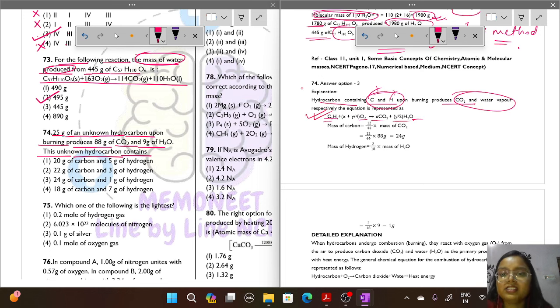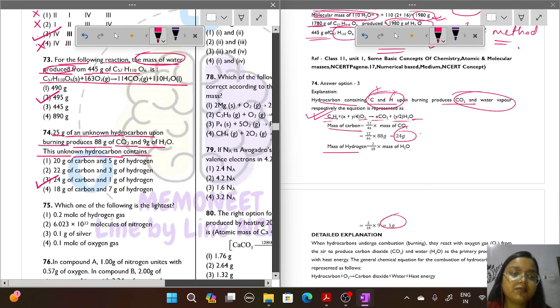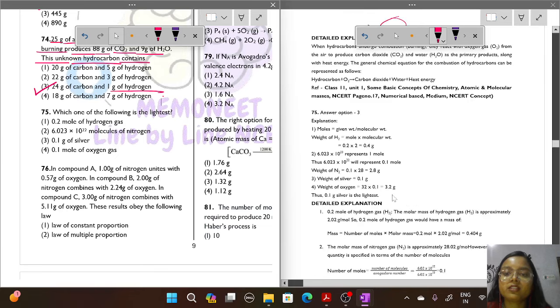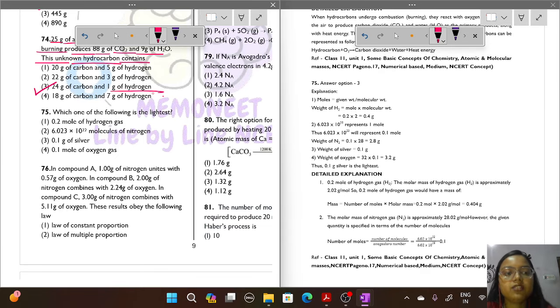So this is the general formula that we are using for hydrocarbon. Now we can find out the mass of carbon, which comes out to be 24, and the mass of hydrogen, which comes out to be 1 gram. So the mass of carbon is 24 gram and hydrogen is 1 gram. So option number 3 is the correct option. Question number 75. Let's move on to question number 75. We are halfway there.